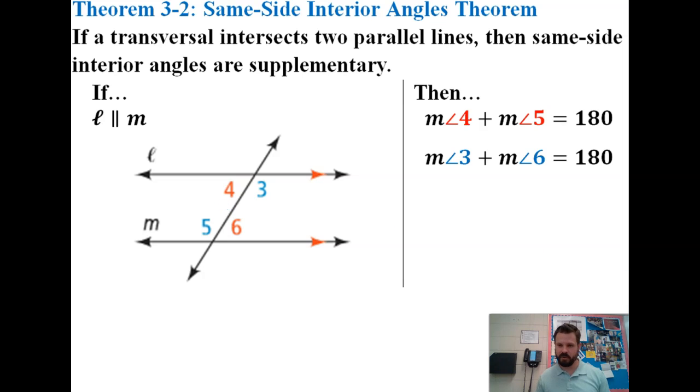Okay, my color coding's off a little bit here. Let's fix that. Let's make that red. So in other words, angle 4 plus angle 5 will equal 180. Okay, then the other same side interior angles, we could say 3 plus 6 gives me 180 as well.